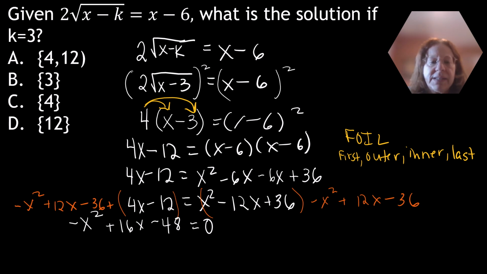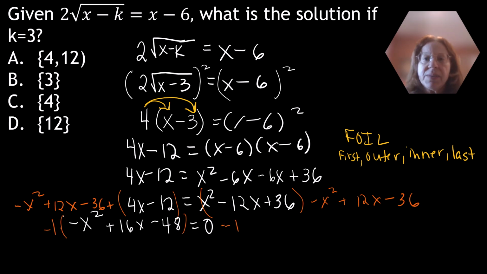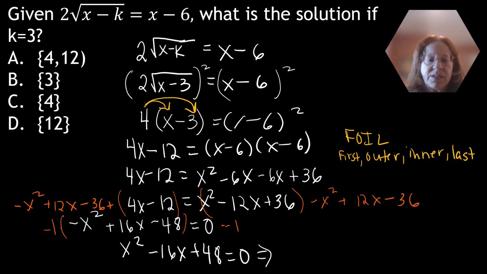So here we get minus x squared plus 12x plus 4x is 16x, and minus 36 minus 12 is minus 48. And on the right-hand side, everything subtracts out and goes to 0. Now we multiply both sides by -1 to get rid of that negative x squared, so we can factor that. So we get x squared minus 16x plus 48 equal to 0.